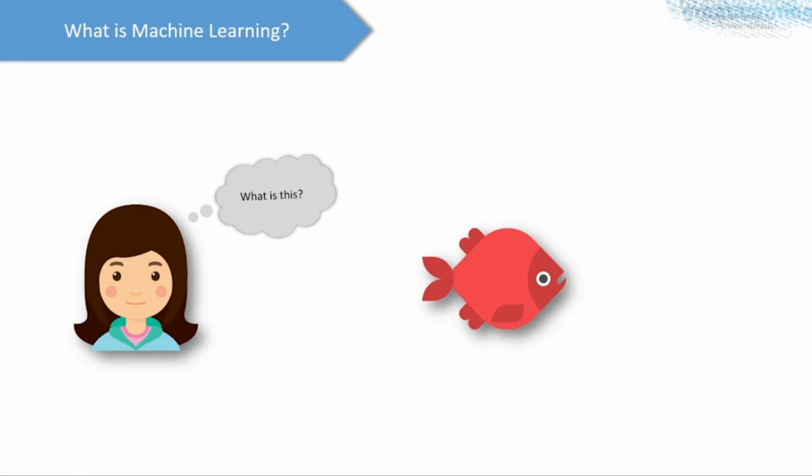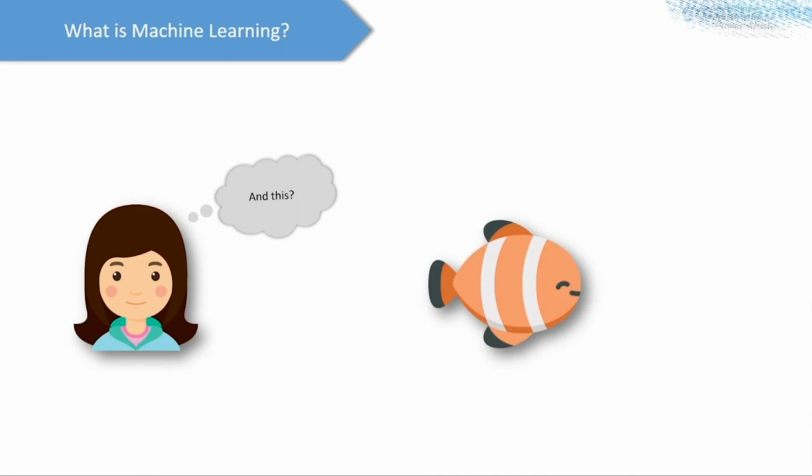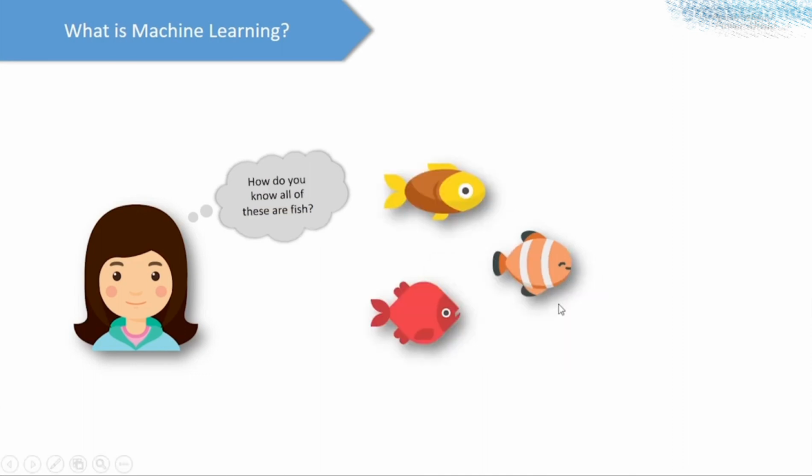What is this? This is a fish, isn't it? And what about this? Well, this again is a fish. And this? Well, this too is a fish. Now my question to you folks is, how do you know all of these are fish?